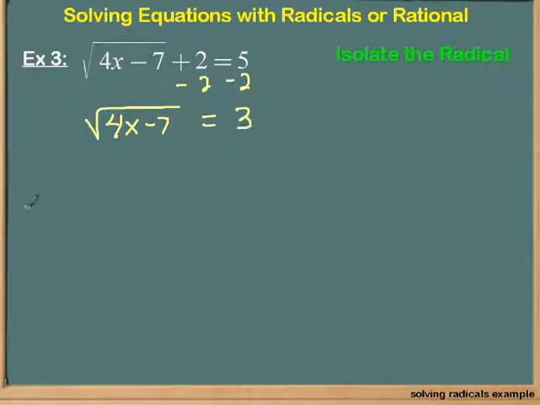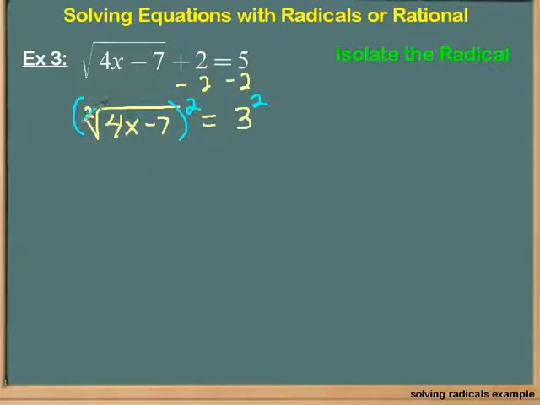Now remember that the radical is acting as a grouping bar, so therefore the negative 7 is hanging with the 4x, and they cannot be separated. They are together. So I have isolated the radical at this point. There's nothing else with it. And now I'm going to counter what's understood to be this square root with a power of 2. Whatever I do to one side, I do to the other.